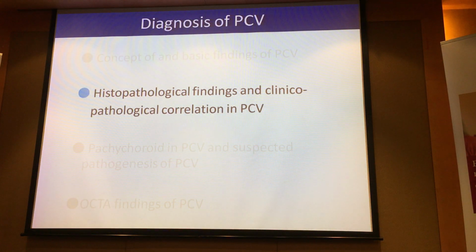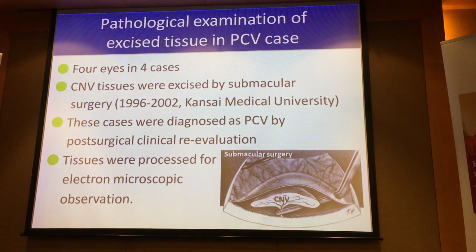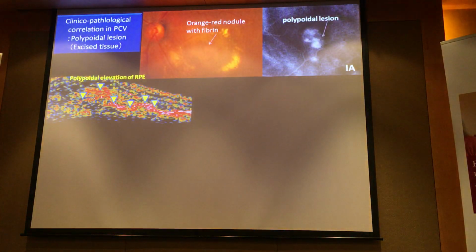So the next talk is histopathological findings and clinical pathological correlation in tissue. We did a pathological examination of excised tissue of PCV cases in the past. These cases were diagnosed as PCV by post-surgical clinical evaluation. We used submacular surgery and took out the CNV PCV specimen. This slide shows the clinical pathological correlation of PCV, the polypoidal region, and excised tissue. And you can see an orange-red nodule on the color fundus photograph, and typical polypoidal region on the ICG angiogram.